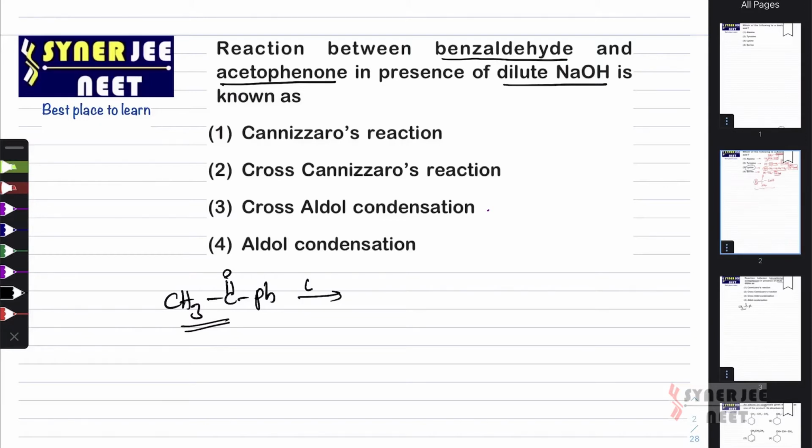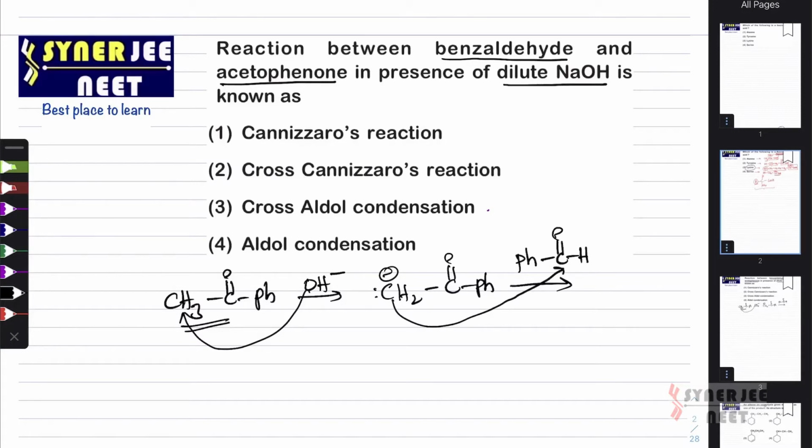Now when it is reacted with the OH minus base, this OH minus attacks the acidic hydrogen, resulting in a carbanion like this. This carbanion then attacks the benzaldehyde, which is the other reactant given in the question. It attacks because in benzaldehyde this carbon has a partial positive charge due to the oxygen attachment. So C minus will attack that carbon, and the pi bond will go to the oxygen as O minus.